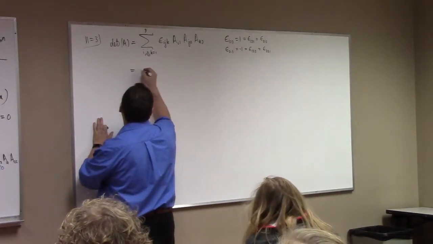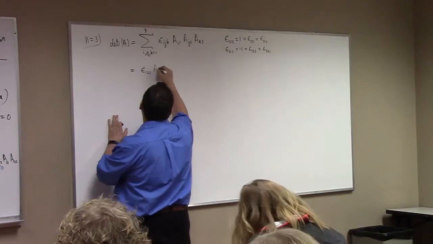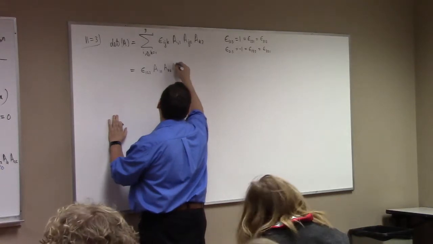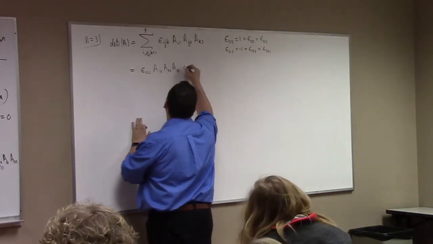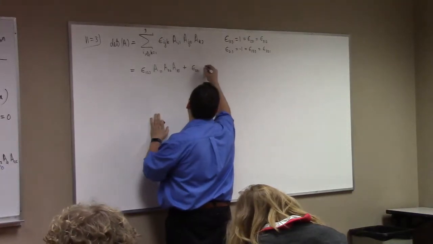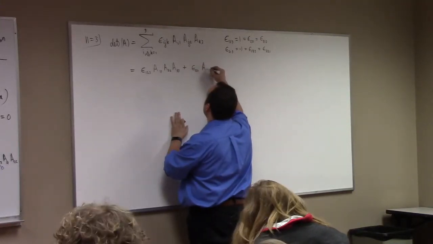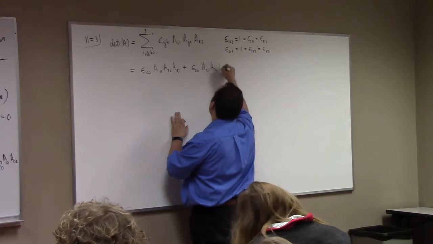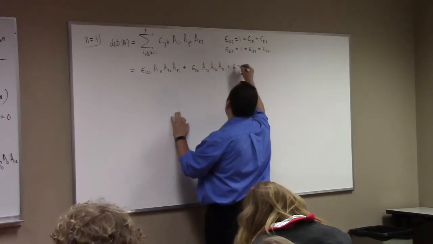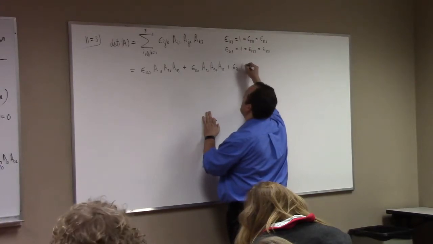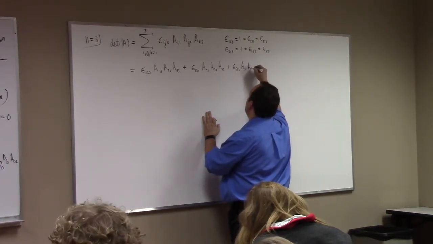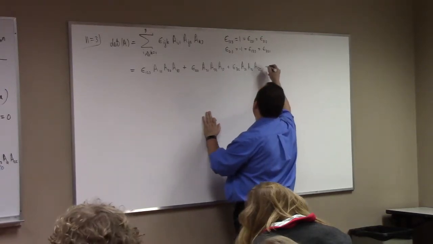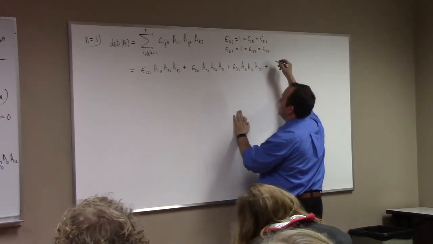And so, long story short, we have epsilon 1, 2, 3, a 1, 1, a 2, 2, a 3, 3, plus epsilon 2, 3, 1, a 2, 1, a 3, 2, a 1, 3, plus epsilon 3, 1, 2, a 3, 1, a 1, 2, a 2, 3, and so forth. There are six terms, all right?